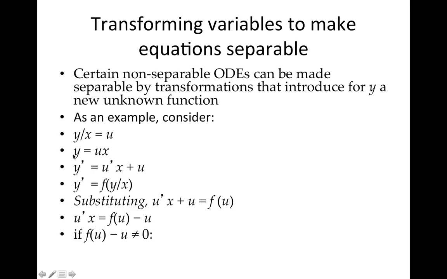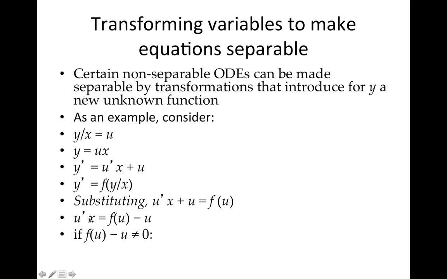So now we have a substitution that we can make for y and a substitution that we can make for y prime. If y prime was some function of y over x, which in its natural state would be impossible to separate, we can now make a substitution for y prime given this equation that we derived. So y prime becomes u prime of x plus u. And we can make a substitution for f of y over x by substituting f of u. So basically, wherever we have a y over x, we substitute u. And wherever we have a y prime, we substitute u prime x plus u.